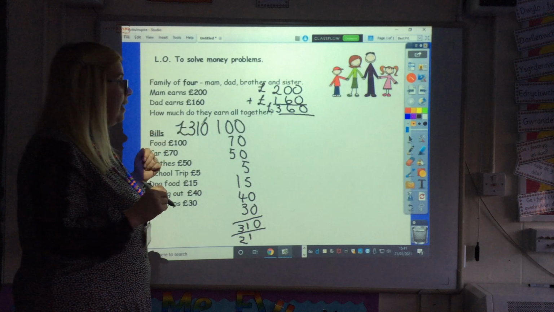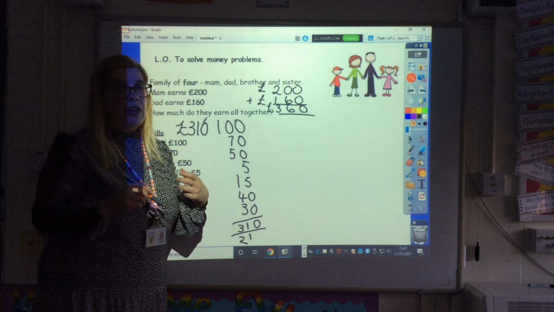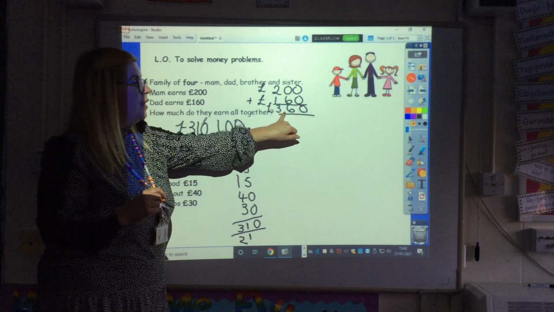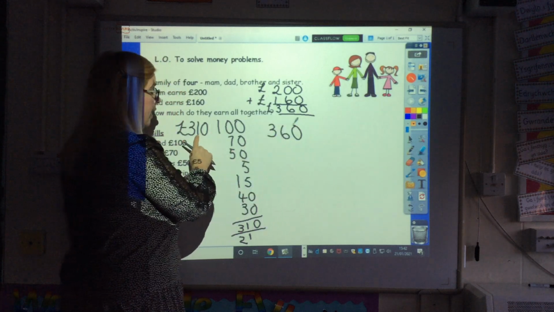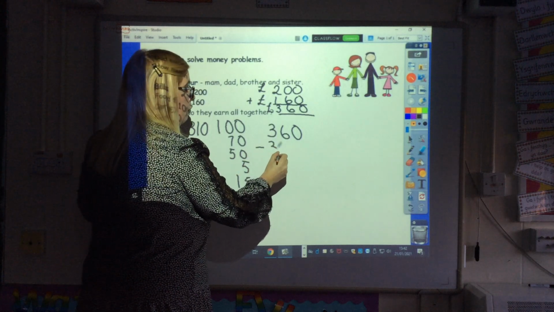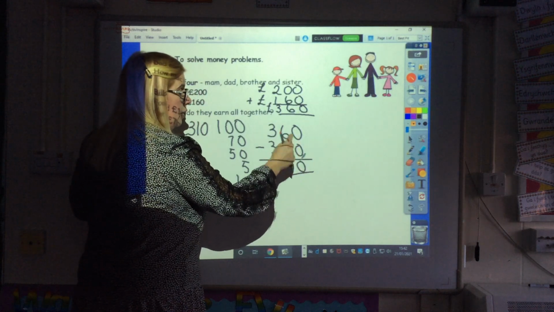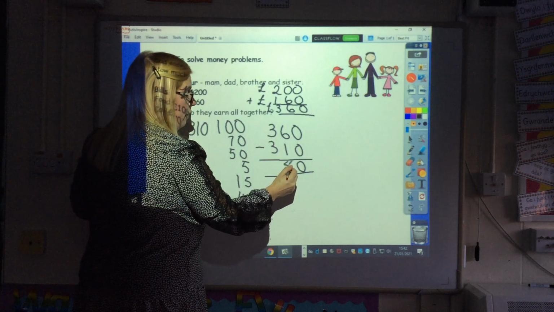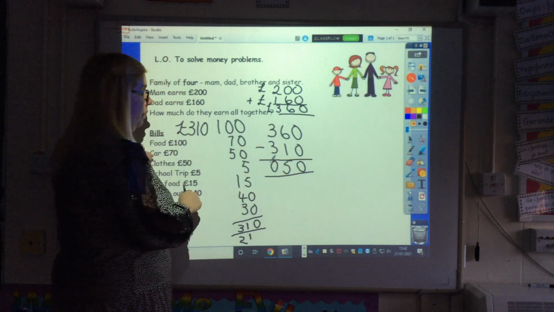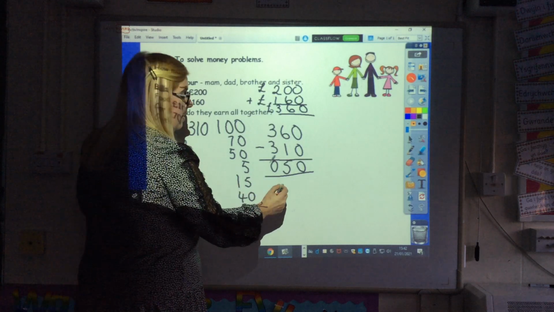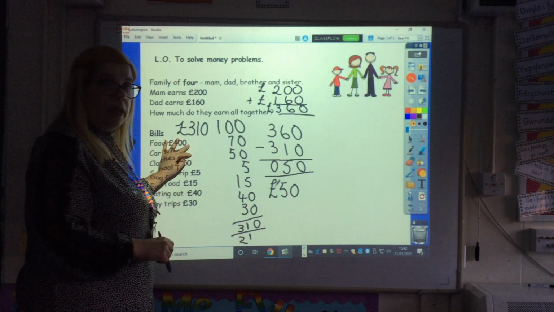Okay. Right, the next thing we need to work out is, have they got any money left at the end of the week to save? To save for a big holiday or for Christmas treats? Let's see. So we work it out. We take the total number that's coming into the house, which is 360. And we take away the money that's going out, which is 310. So we can say 0 take away 0 is 0. 6 take away 1 is 5. And 3 take away 3 is 0. Okay. So that would mean that they have got £50 left over at the end of the week to do with what they wish.